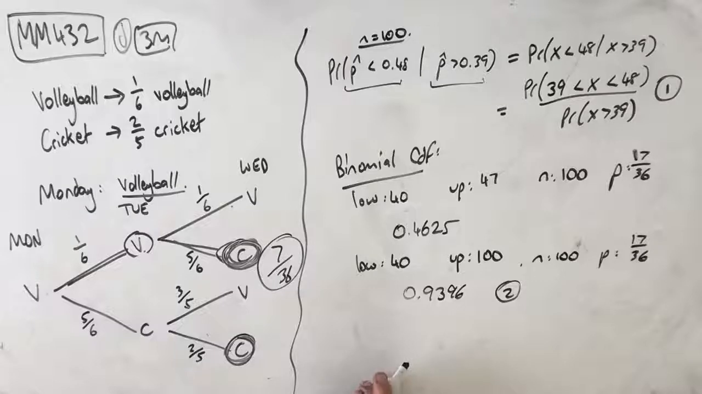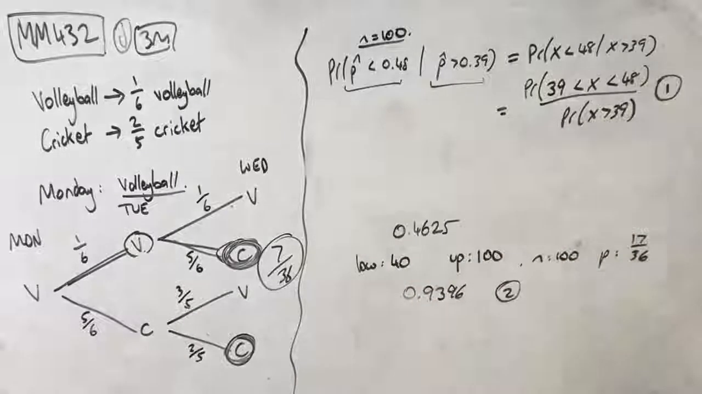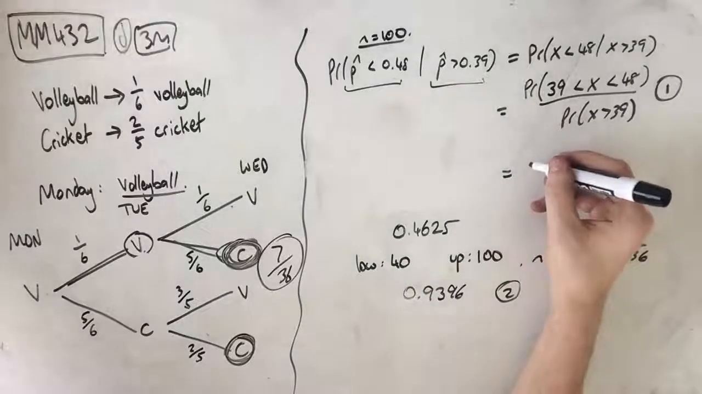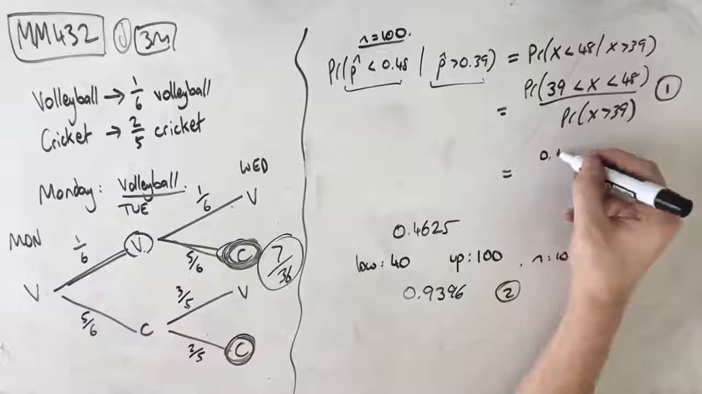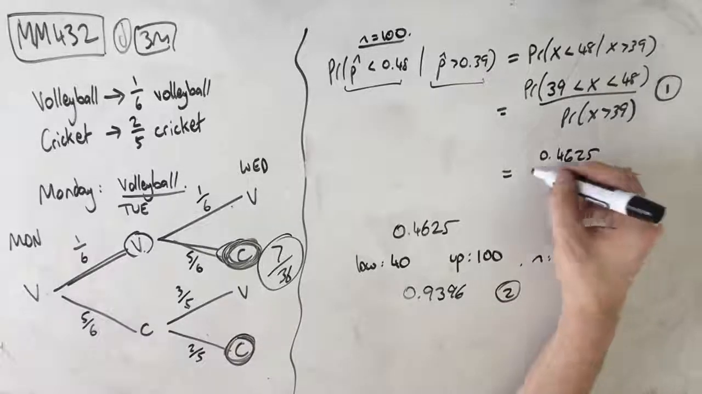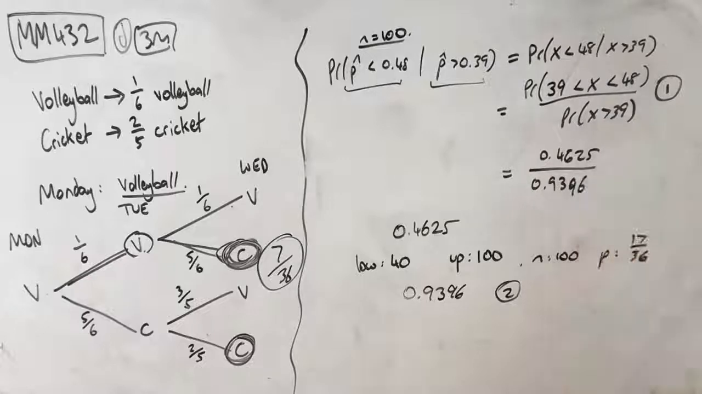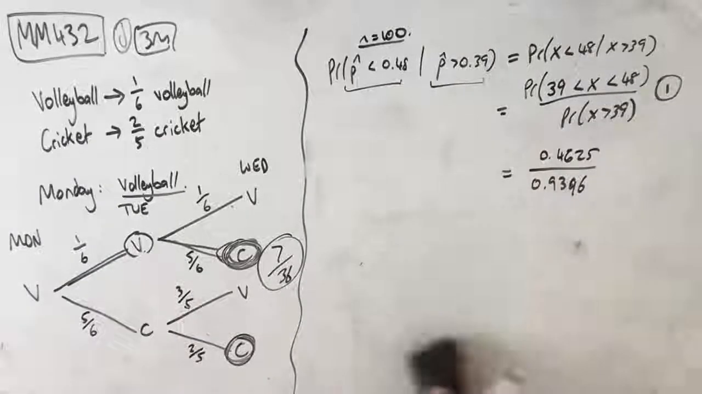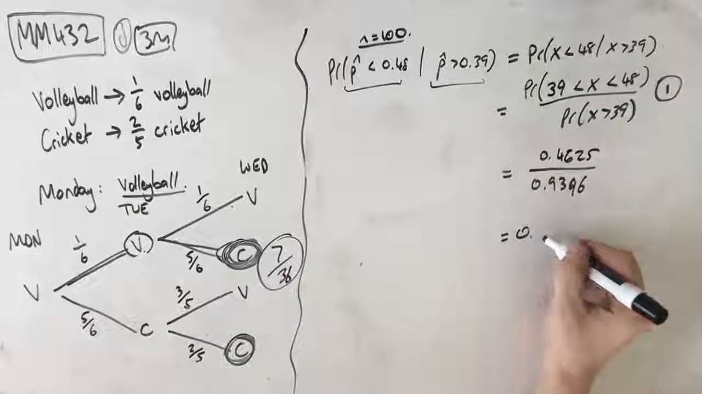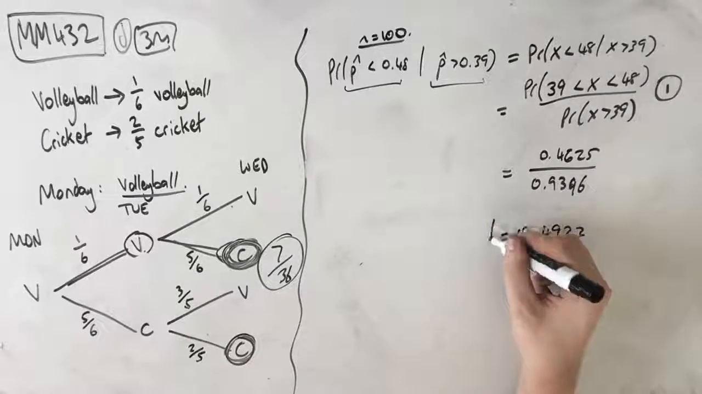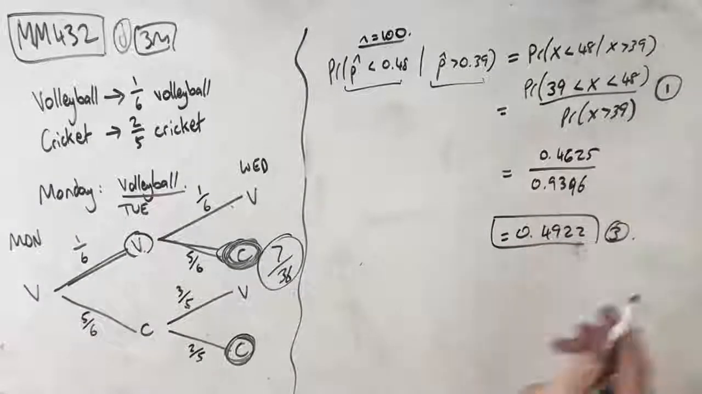And what we can then do is actually just plug these into our values, right? So we have 0.4625 over 0.9396, and that's equal to 0.4922, and that is our third and final mark for part D, guys.